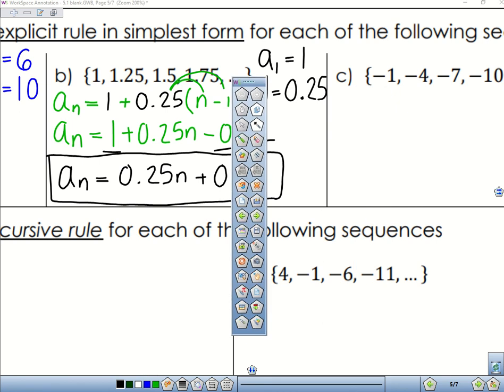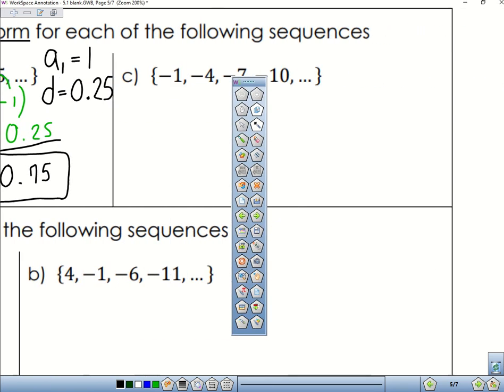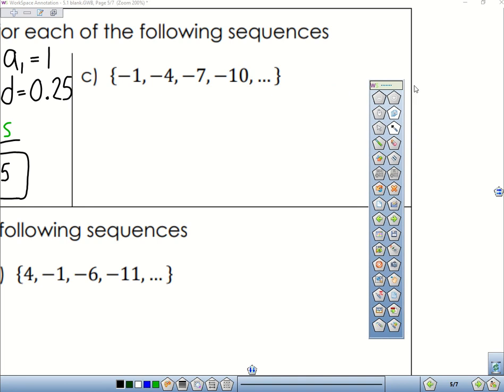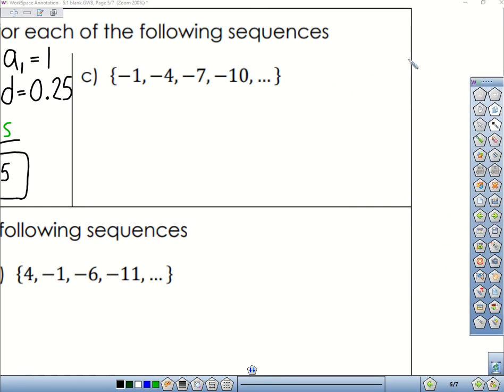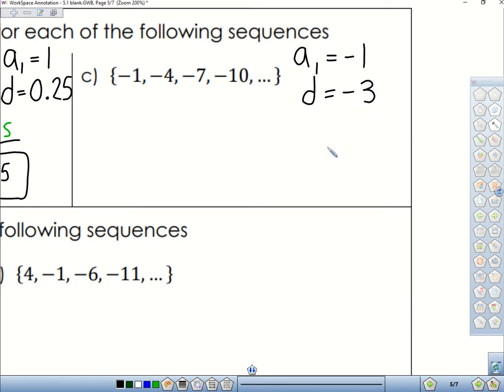Okay. So, for letter C, let's go ahead and look at this one. A1 is what? -1. Good. And D? -3. Good. So, does everybody understand why it's -1 and -3 here? Yes, A1 is always the first number. Good question.